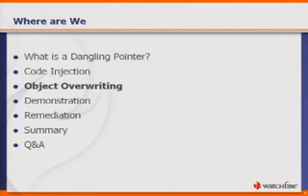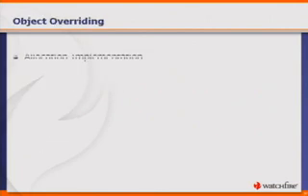Okay, so how can we overwrite this object? That's the subject of this section. I'm going to talk a bit about how memory allocations are implemented, and deallocations, inside Windows applications.